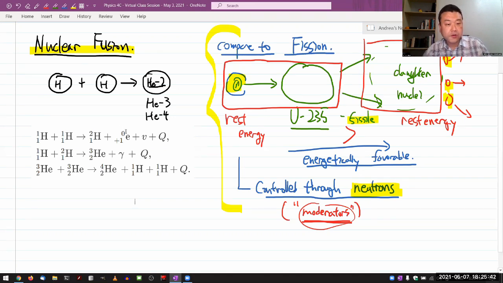And this positron will annihilate with an electron within the sun and go away, turn into gamma rays. All of that is for next week. We haven't started talking about antiparticles yet. But so hydrogen plus hydrogen becomes deuterium plus some other things. And hydrogen plus deuterium now becomes helium-3.